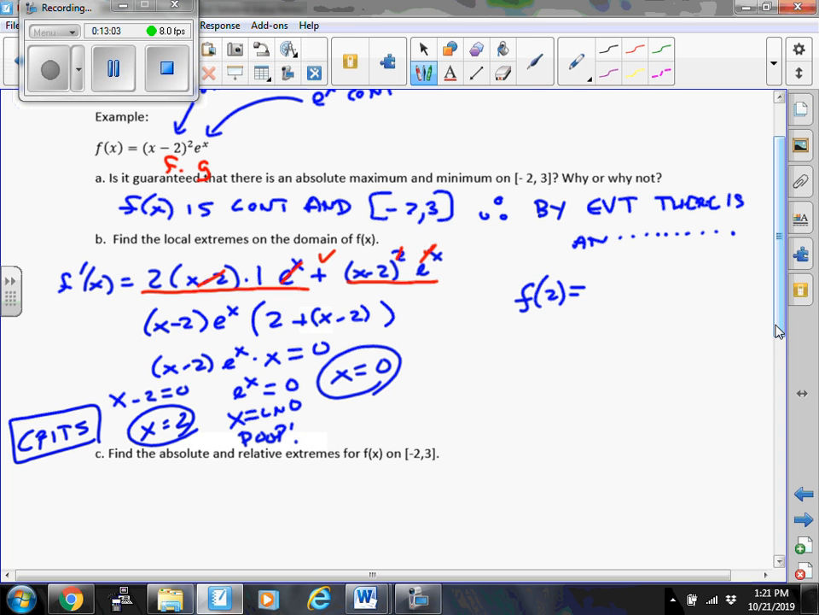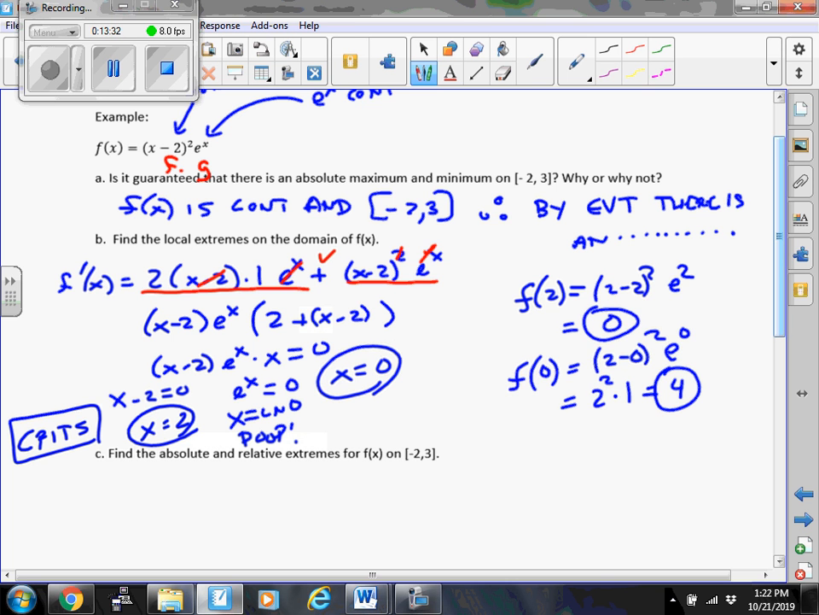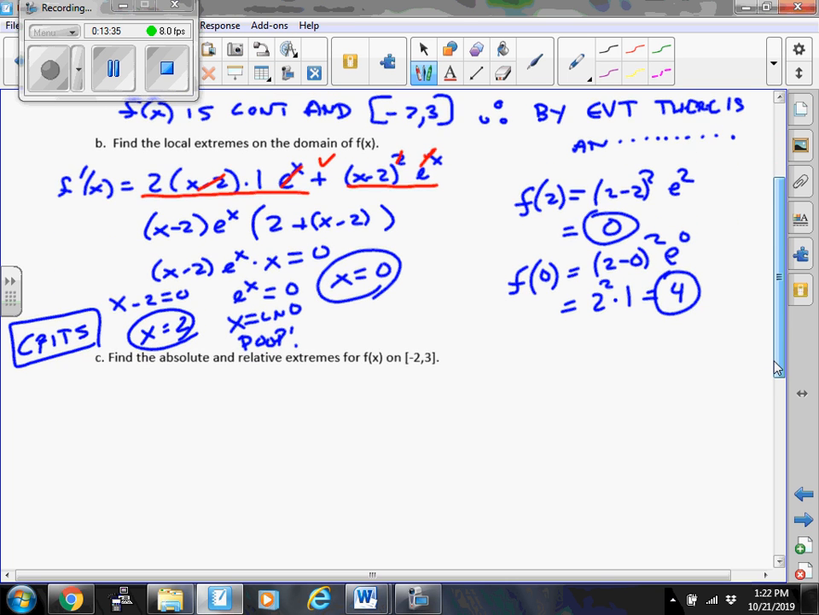So f(2): 2 minus 2, squared, times e to the 2 is 0. f(0) is 2 minus 0, squared, times e to the 0. 2 squared times 1 is 4. So I have two local extremes. We kind of need that for the next part.